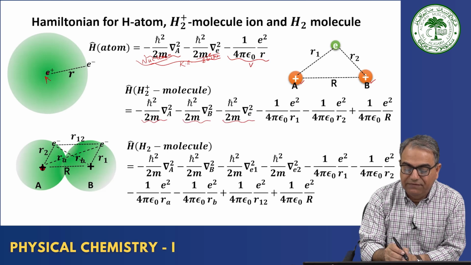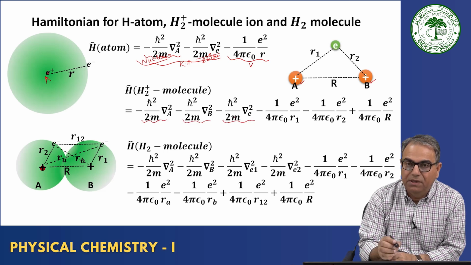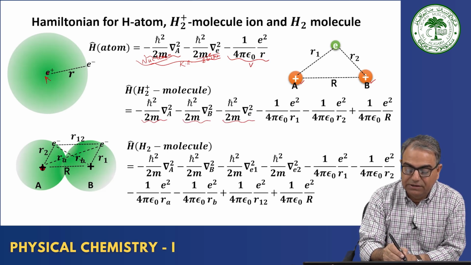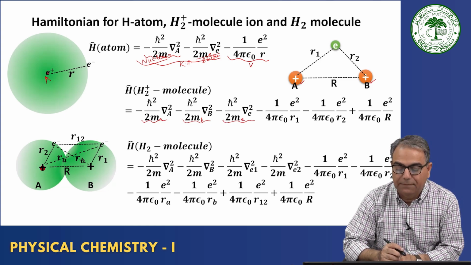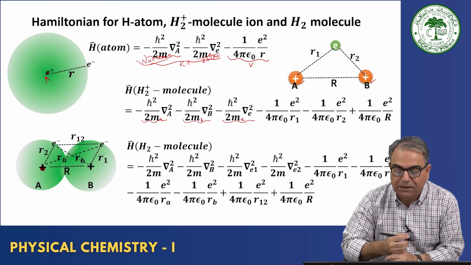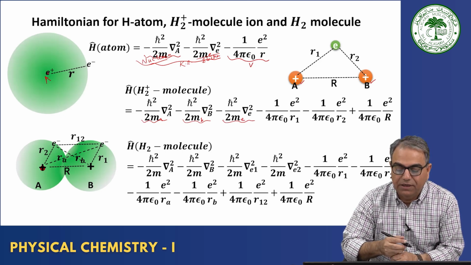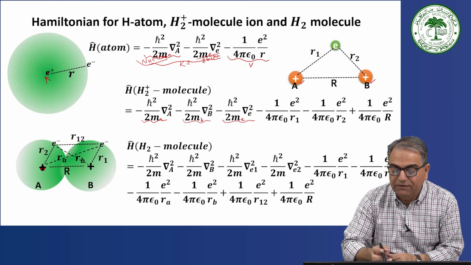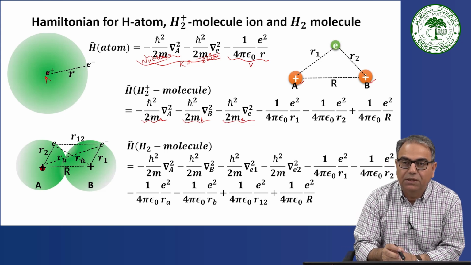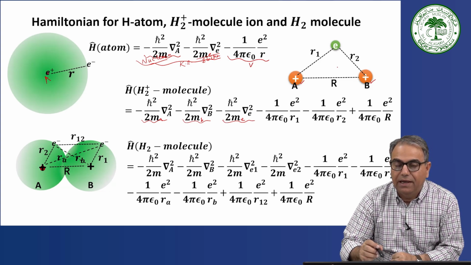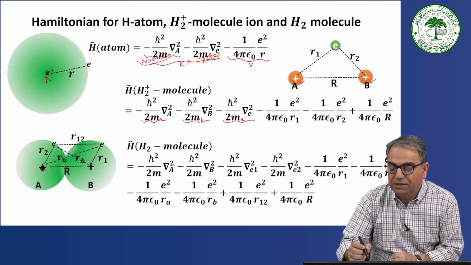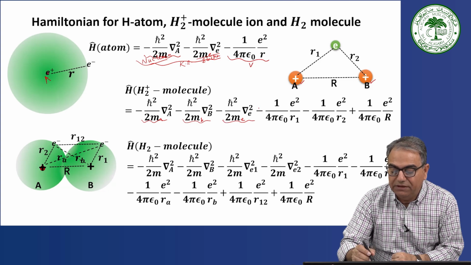If I have written mass everywhere as m, please correct it, because this will be the mass of nucleus A, this will be the mass of nucleus B, and this will be the mass of electron e. I forgot to give the subscript, and you can add it. This differentiates that the initial two terms are the kinetic energy terms for the nuclei in the case of the H2 plus molecule ion. And then the first term is attraction, because the negative sign is here.